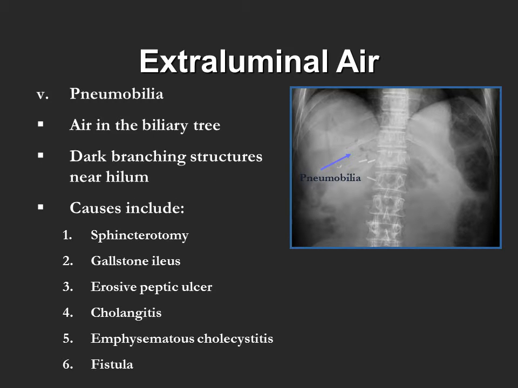Pneumobilia refers to air in the biliary tree. As a result of the direction of bile flow towards the hilum of the liver, pneumobilia has the appearance of dark branching structures at the hilum. It is most often the result of bile duct manipulation such as sphincterotomy. Other causes include gallstone ileus, peptic ulcer, cholangitis, emphysematous cholecystitis, and fistula. Note the dark branching pattern in the area of the hilum seen on the radiograph.